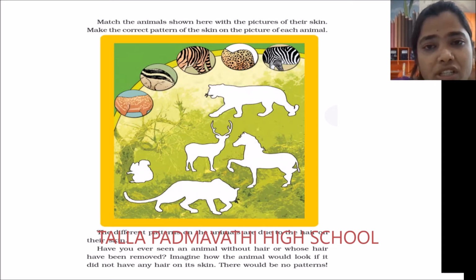So next picture is black and white lines on its body. So which animal would it be? Zebra. So yes, you are right. So here is a match.